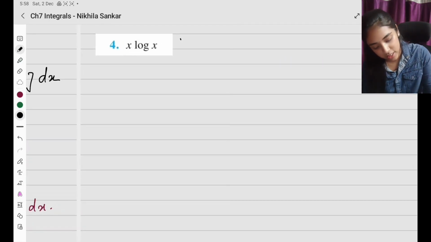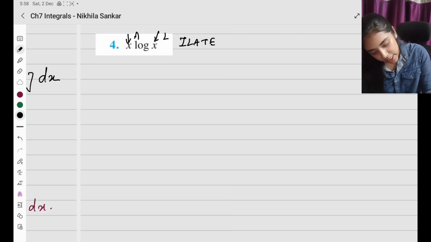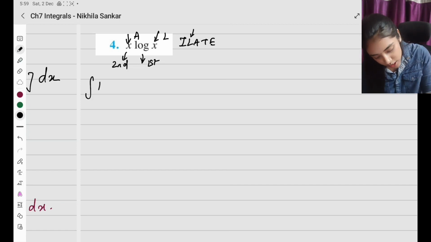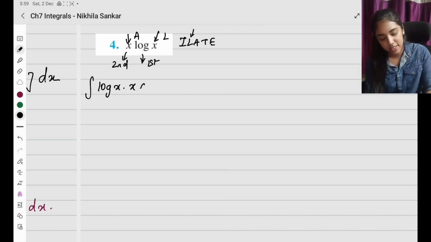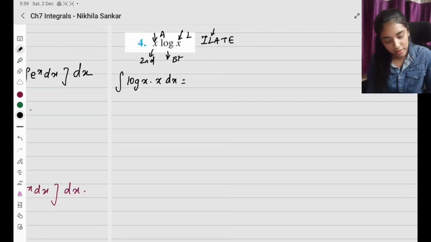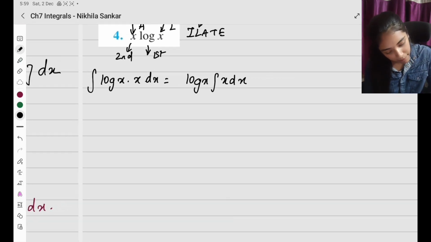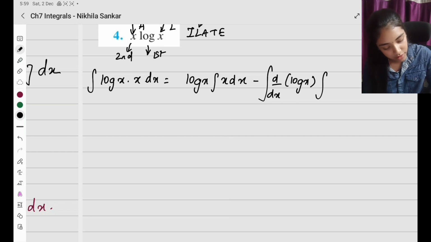Here, x log x. So what is the order? This is my logarithmic function. This is my algebraic function. So which gets the first preference? Logarithmic function gets the first preference. So this is my first function and this is my second function. So I'll change the order for easier calculation. I'm going to write it as log x times x dx. So I'm going to apply the formula. I have first function times integral of second function minus the bigger integral, d by dx of the first function, which is log x, times integral of the second function, which is x dx, close bracket, times dx.